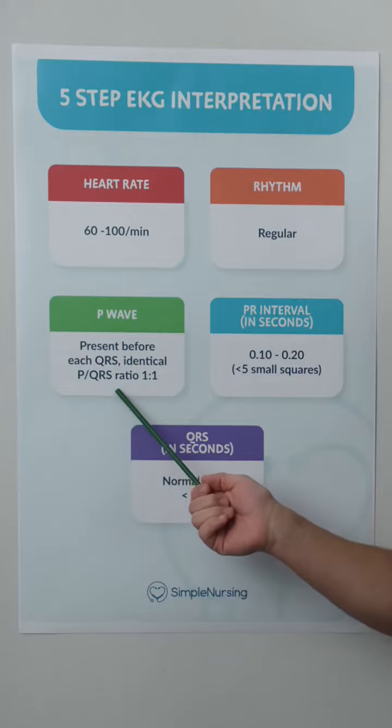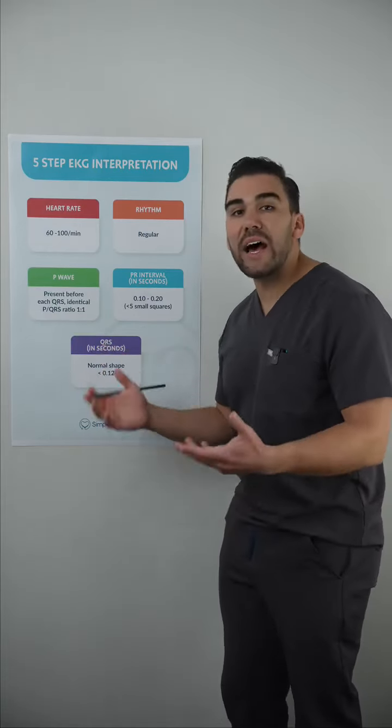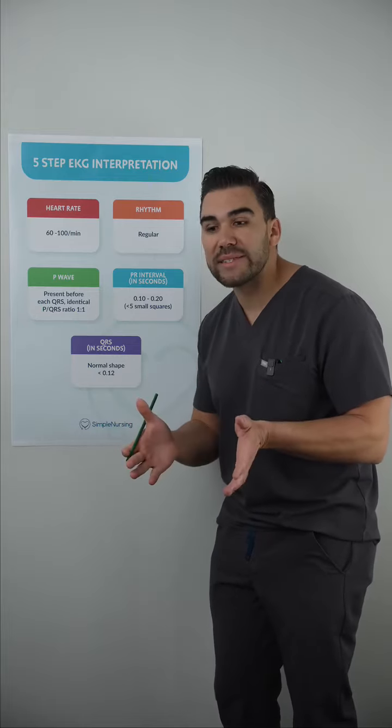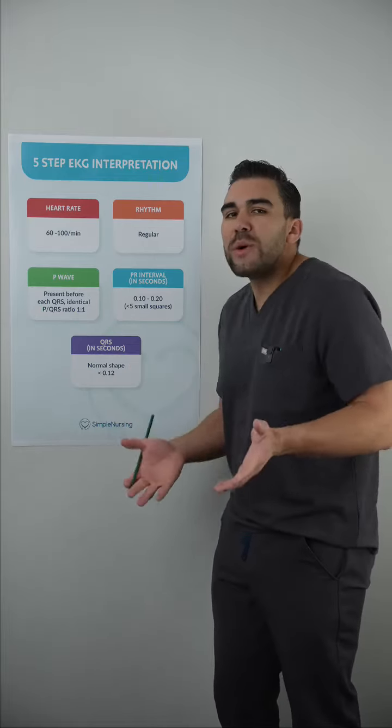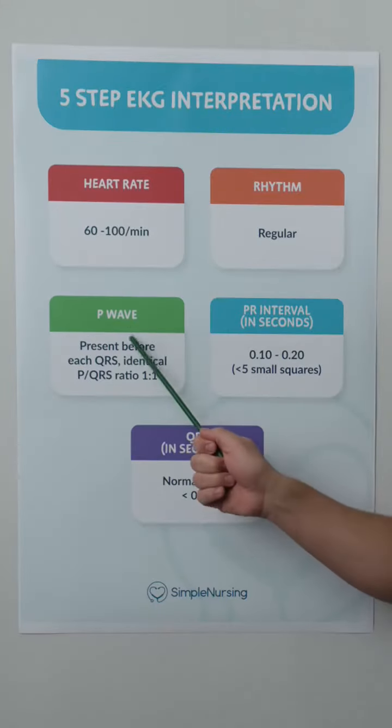Third, we have the P wave. Remember, the P lump means the atria pump, so it should be present and upright and married to a QRS. This completes our little choo-choo train. So with atrial problems like atrial fibrillation or atrial flutter, we have a P wave problem.